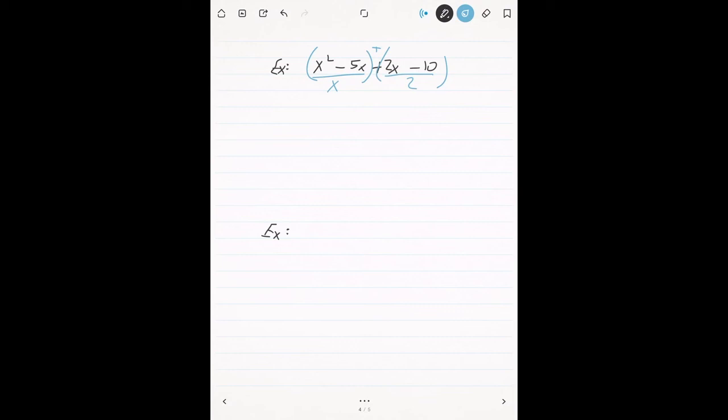So let's factor out these GCFs. When we pull the x out, or divide the x out from the first group, we're left with an x minus 5. And then when we factor the 2 out from the second group, we're left with an x minus 5. Again, they have the same binomials, x minus 5 and x minus 5. That means x minus 5 must have been distributed through x plus 2.